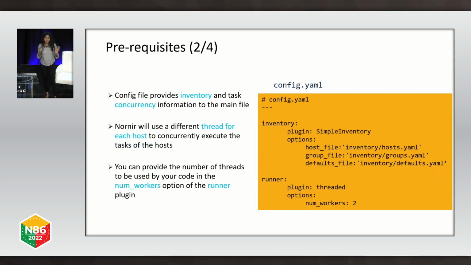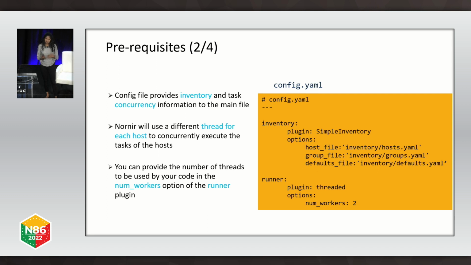So after you're done with the inventory files, just create a config file. Here, the config file provides the inventory file location to the main file, the Nornir main file. And you also have the runner section. Here you can assign threaded as the plugin. If you assign it as threaded, then you can provide the number of workers, which is the number of threads it is going to create.